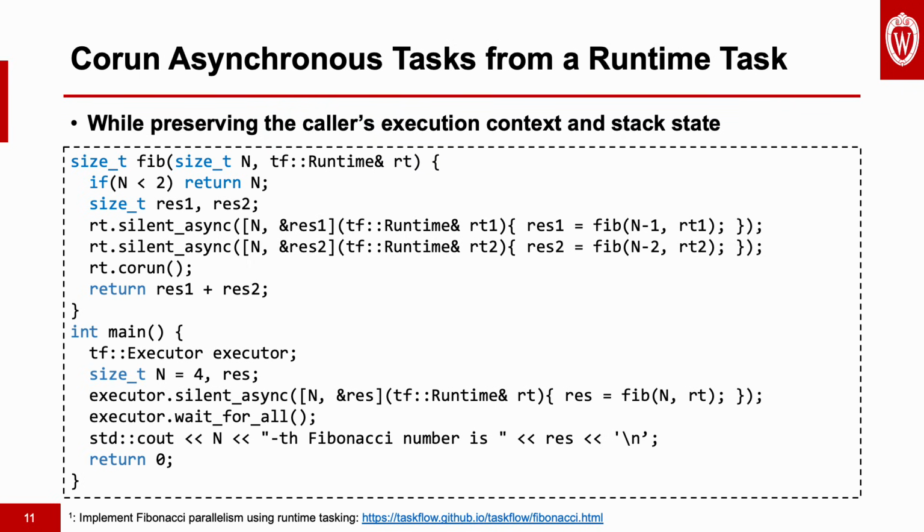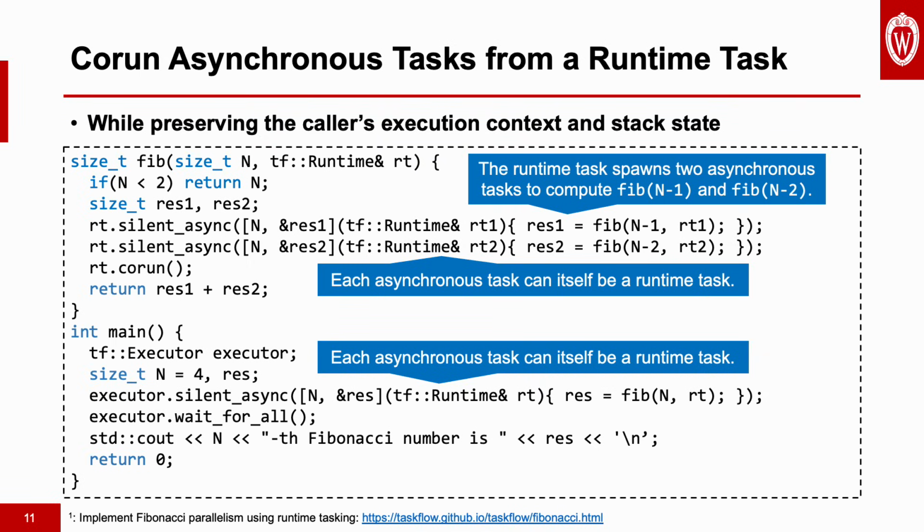For example, we can implement the Fibonacci algorithm in parallel using runtime tasks. The runtime task spawns two asynchronous tasks to compute fib(n-1) and fib(n-2), and each of the two asynchronous tasks can also be runtime tasks to recurse to the next Fibonacci level.